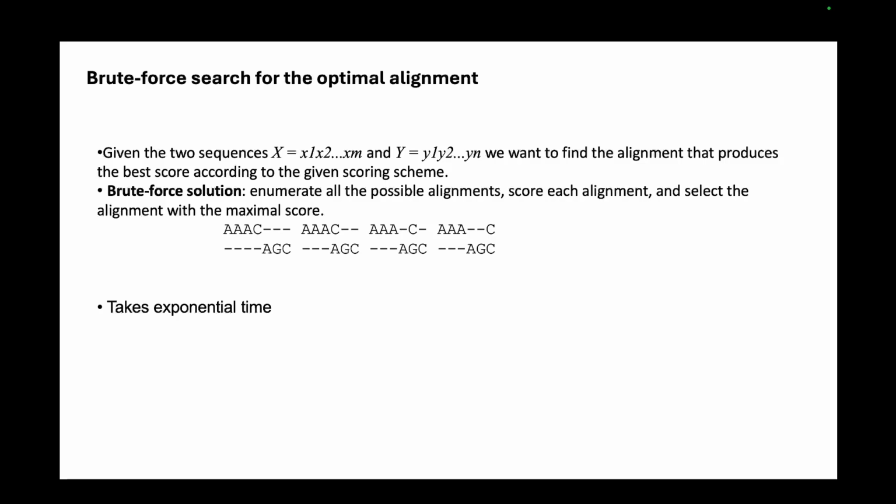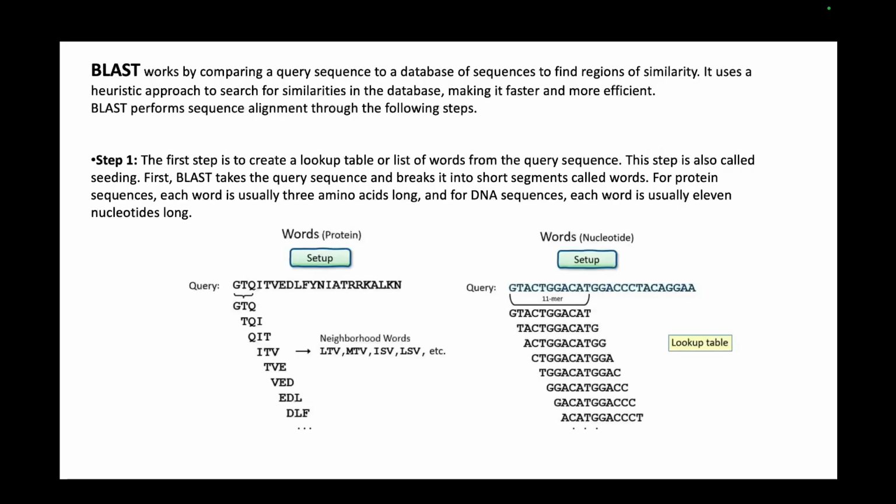Okay. So it will be a brute force search for optimal alignment. If you're given just two sequences and you want to find the optimal alignment, the algorithm will try all possible combinations and output the alignment with the maximum score. But the time taken is exponential there. So BLAST works in a similar type of way, in a brute force way.